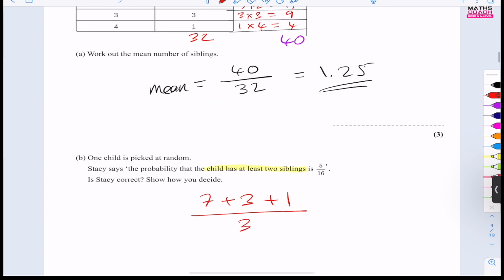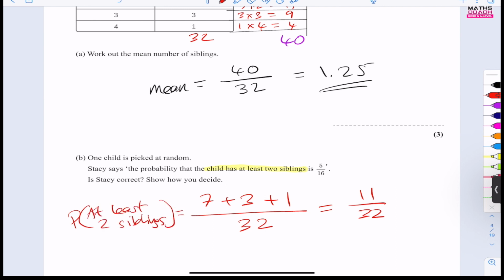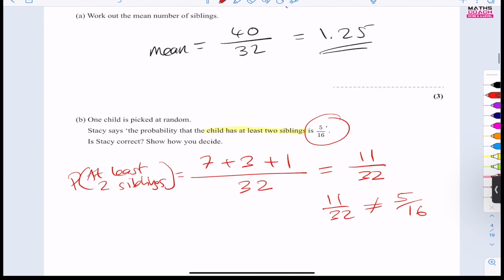So that will be out of 32. So if you add that up, you get 11/32. So this is the probability of at least 2 siblings. Now, Stacy says that it should be 5/16. So clearly you can see that 11/32 is not equal to 5/16, and therefore Stacy is wrong, incorrect.